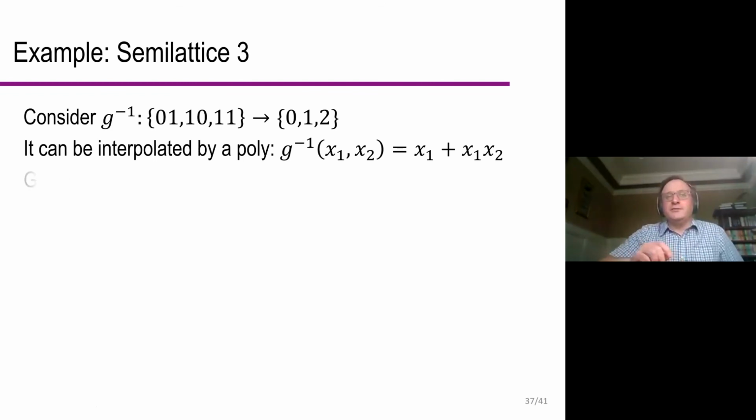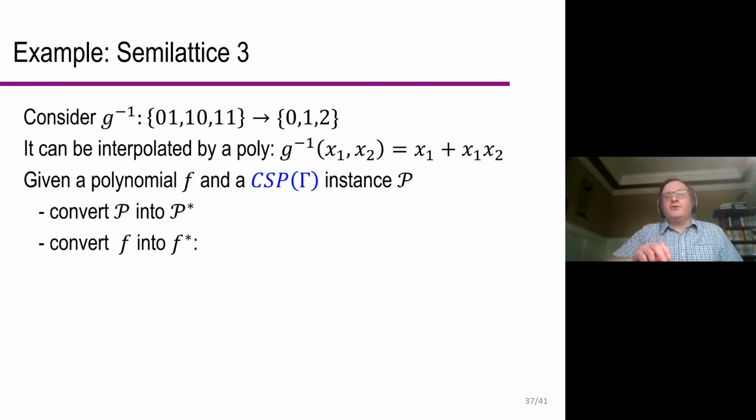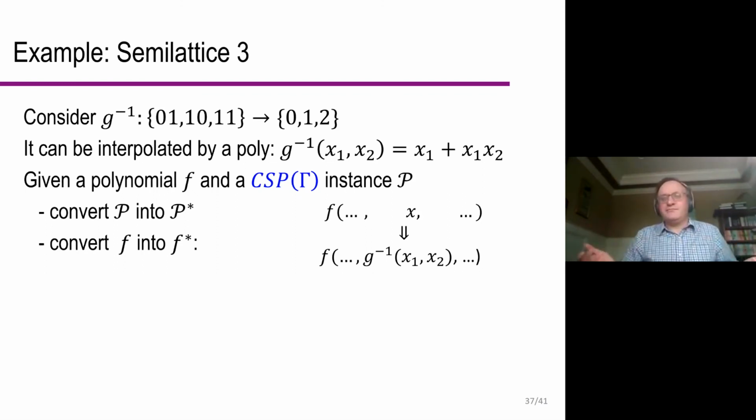So now what do I do? I'm given that input polynomial f, at an instance P of CSP of gamma. Now I convert P into P star. I convert f into something else. And I convert it simply by substituting this little polynomial g2 minus 1 instead of every variable of f. Okay, so that's the only thing I do. Instead of every variable of f.